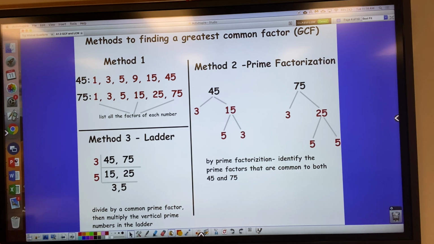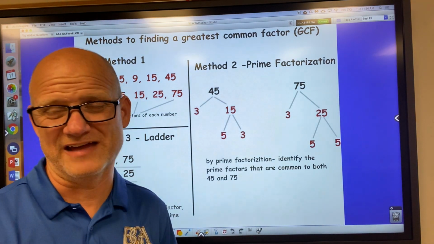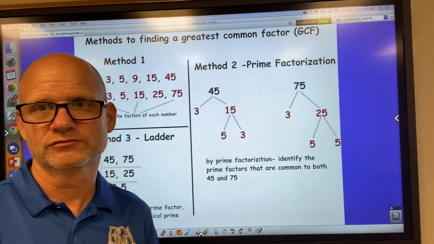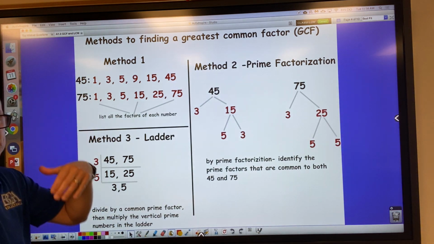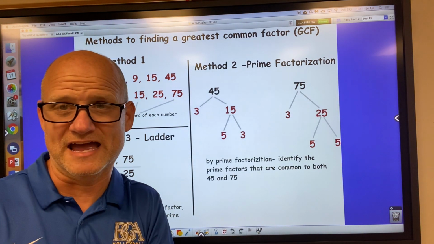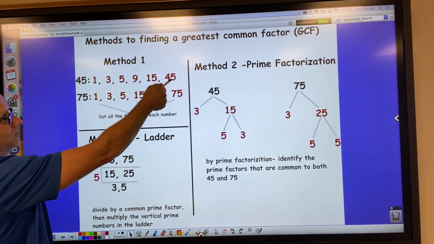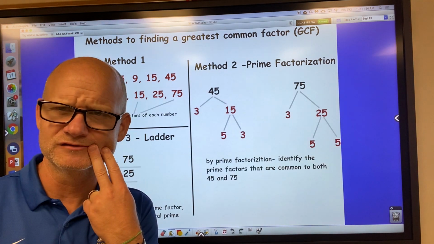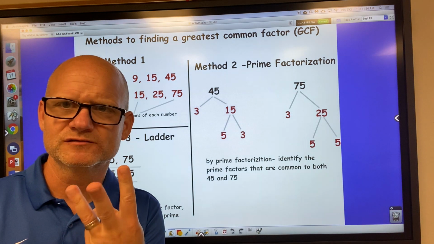The method that I was always taught growing up was method 1, which was list all the factors of each and then circle the greatest pair, okay? So here, if I was thinking about 45, I would start with the very smallest factor, which is 1, and I would go, okay, 1 times 45, and I would write this one down, okay? And then I would think about the next digit, 2. Is 45 divisible by 2? No. So then I would go to the next one, 3. Is 45 divisible by 3?